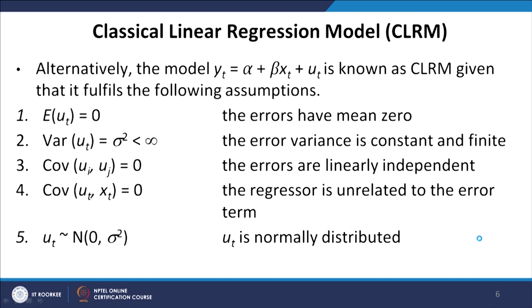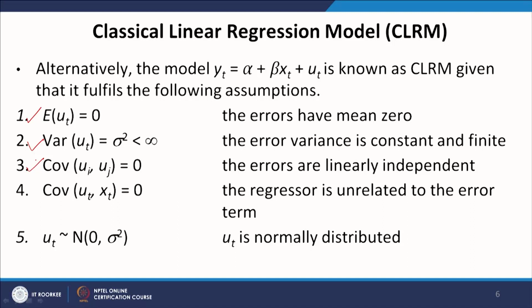So, this yt equals alpha plus beta xt plus ut is known as the classical linear regression model or CLRM, given that it fulfills the following assumptions. The first assumption is expected value of ut is equal to 0, variance of ut is equal to sigma square, covariance between ui and uj is equal to 0. So, that is, the different observations of the error term are independent of each other. If you remember, we had defined in the very beginning that independence between two variables implies that their covariance is 0. Now, covariance between ui and uj equal to 0 here implies that the observations of the error term are independent of each other.